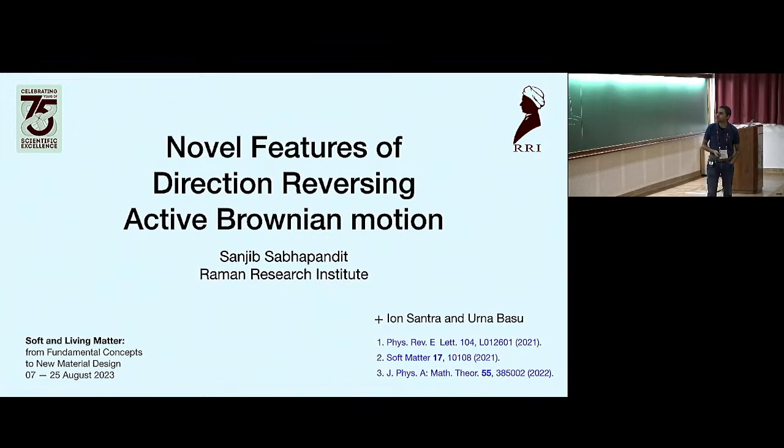So I'm going to talk about something about this active particle. I think you already know what is an active particle. There are already a couple of talks on this. So I'm going to discuss a very particular kind of active particle, which is called direction reversing active Brownian motion, and I'm going to describe what it is. And I'll just highlight only some of the features which are different in this model, which you don't see in the other active particle models.